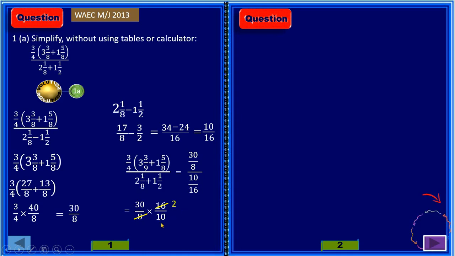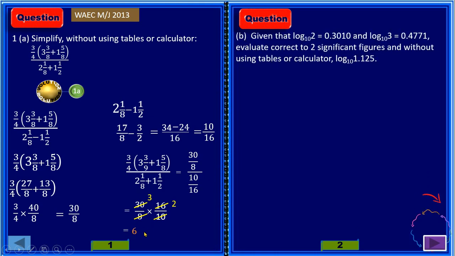10 divided into 30 gives us 3. Now 2 times 3 will give us the final answer. So the final answer is 6. So now the answer for question number 1A is 6. Then we'll now move to question number 1B.